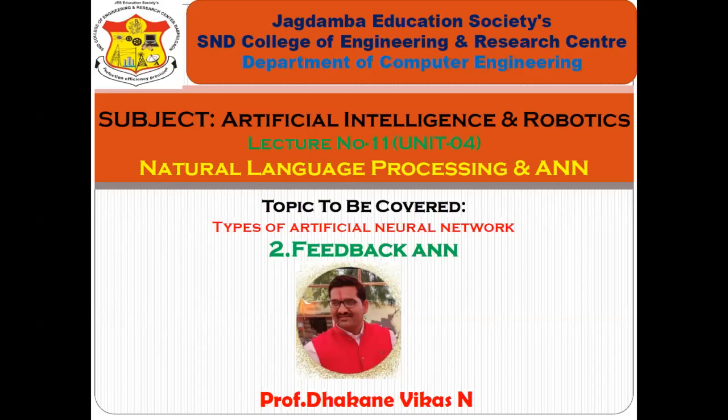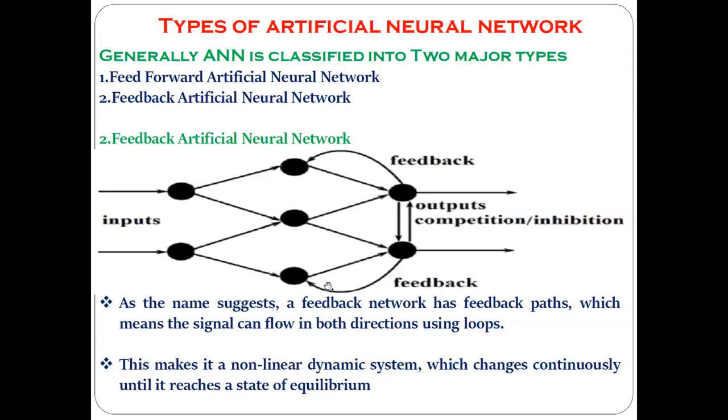From the last 2-3 lectures, we are discussing the different types of artificial neural network. Before that, we discussed what exactly is meant by an artificial neural network. Last time we started with the classification. In that, the first type that we completed was the feed-forward artificial neural network.